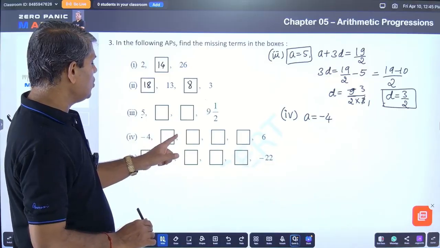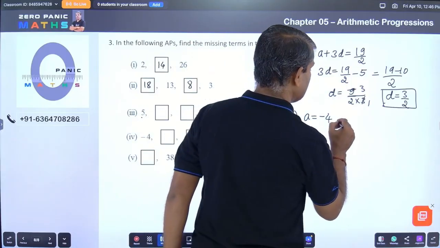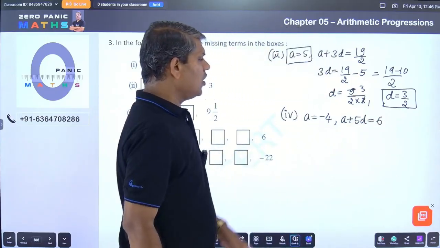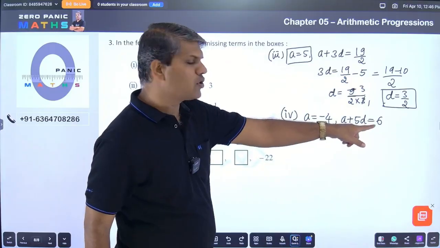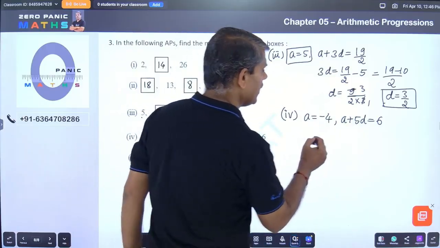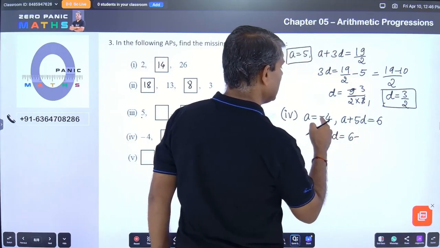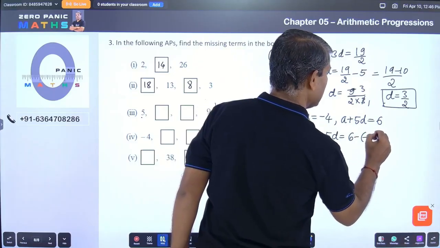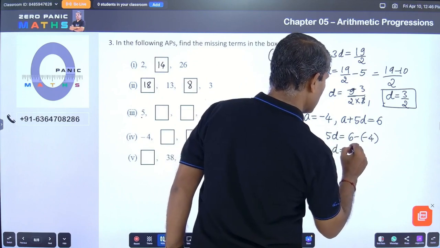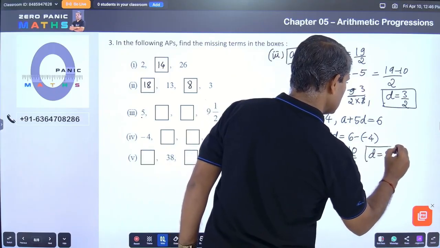So it is A2, A3, A4, A5, A6. And what is A6? A6 is A plus 5D, right? A plus 5D is equal to 6. So we know A and A plus 5D is equal to 6. Can we find the value of D the same way? So 5D is equal to 6 minus A. 6 minus A, and what is A? It is -4. So D is equal to 6 plus 4, that is 10 by 5. So D is equal to 2.